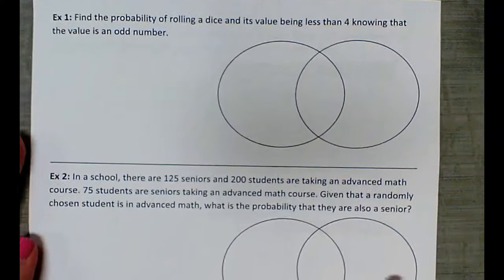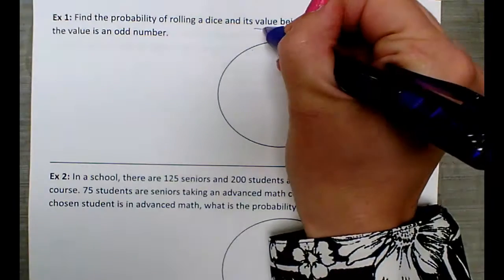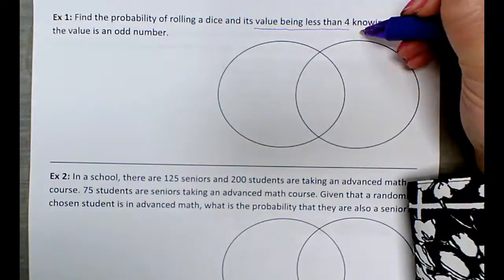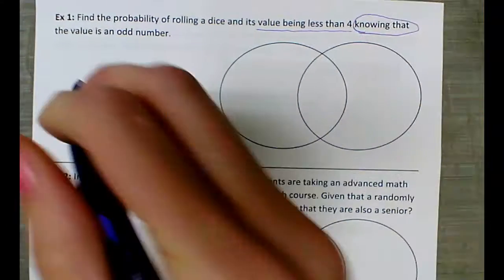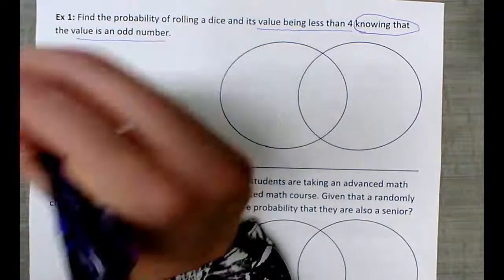And I go to example 1, and it says find the probability of rolling a dice and its value being less than 4, knowing that the value is an odd number.